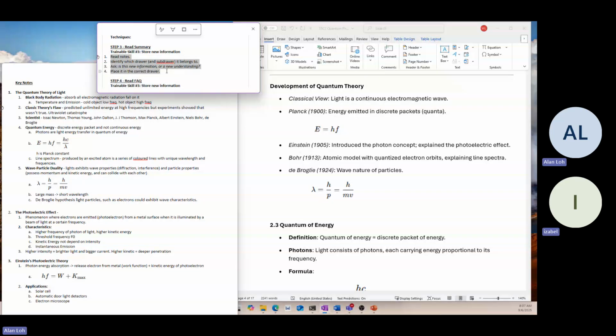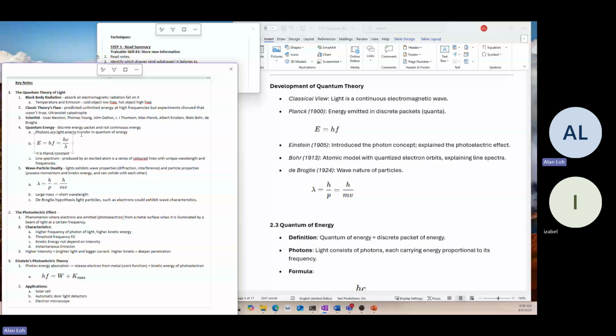Okay, I read it all and put it into the drawers. I believe you have identified some new understanding and put it inside your drawer, right? So you have the quantum energy, discrete packet of energy, and maybe you have some keywords that you want to put inside the drawer. Now, read back this quantum energy. Okay, and then once you're ready, let me know.